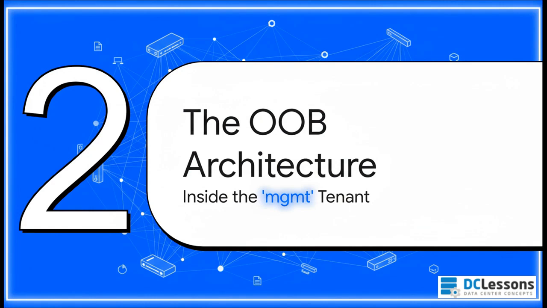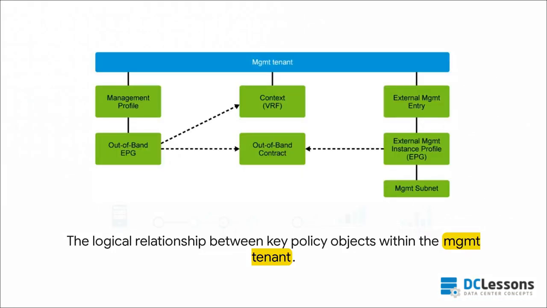Okay, so we get the concept. Now, where in the world do you actually build this inside of ACI? Well, the entire configuration has its own special home. It all lives inside a built-in container called the management tenant. And that's on purpose. It makes sure all your critical management policies are kept safely separated from all your day-to-day user policies.